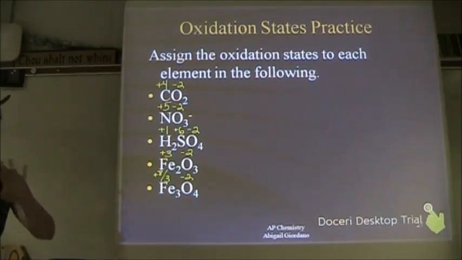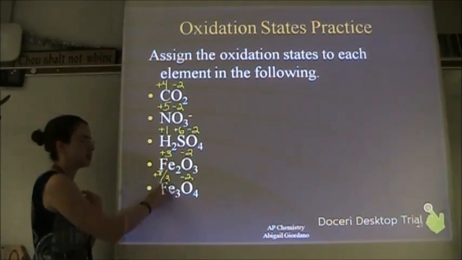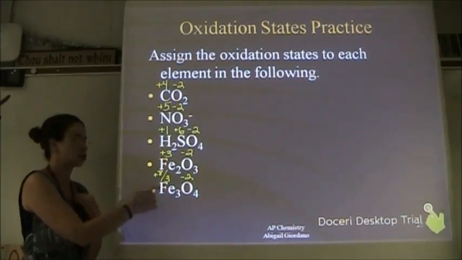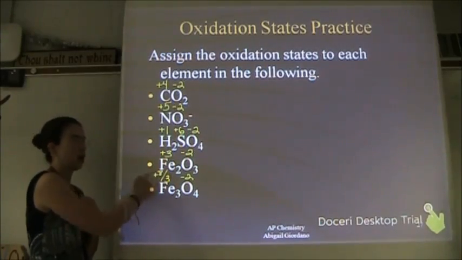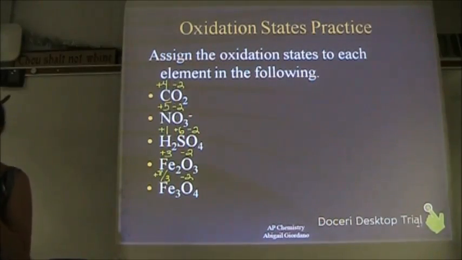You don't need to know that. The reason I did this is to make sure that you are actually doing this process correctly of figuring out what the unknown element is, what its charge is.